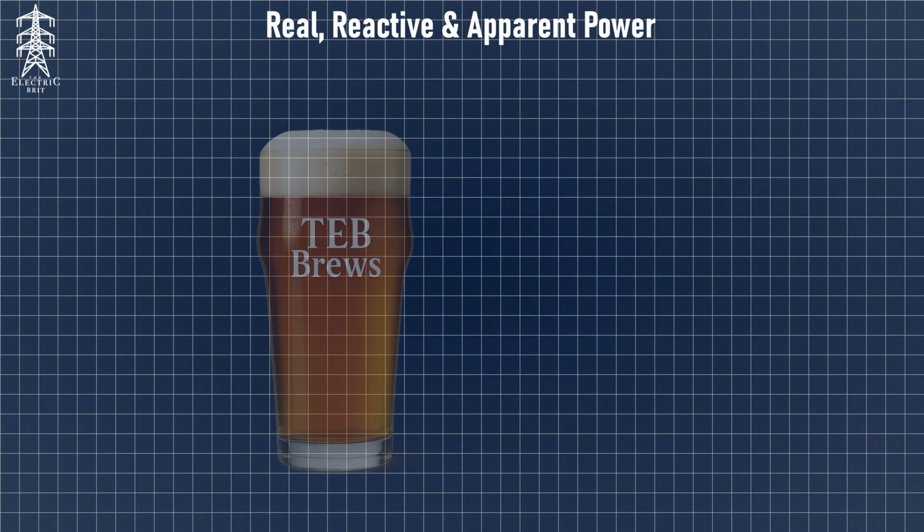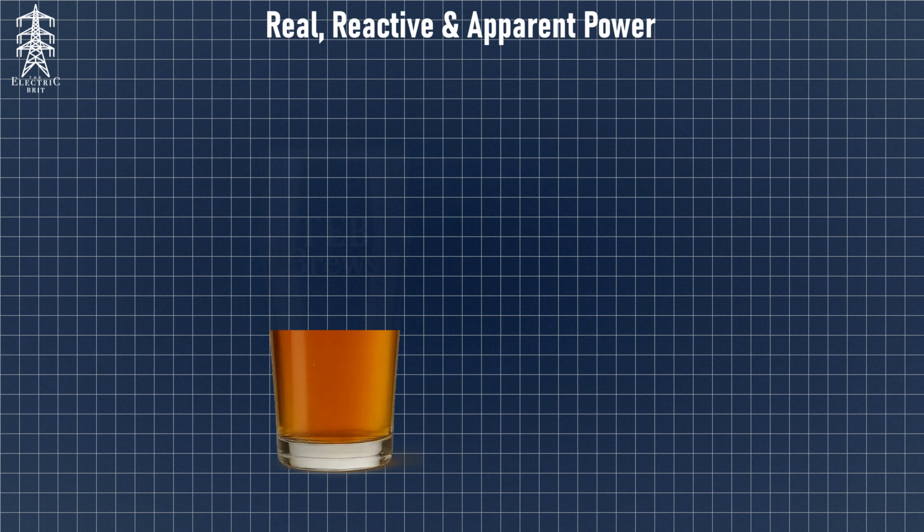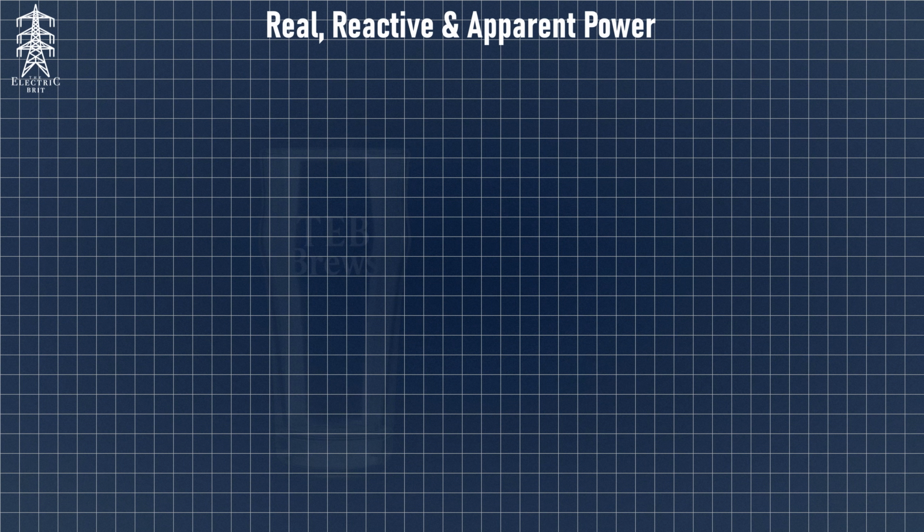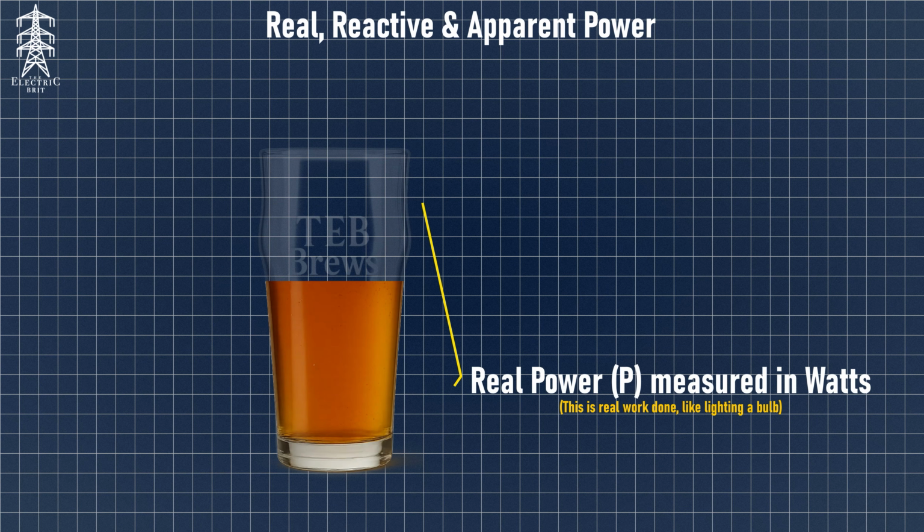Let's use the usual analogy of a pint of beer. Real power, P, is the power in watts that we're familiar with. This is what's useful and converted into actual work done, like lighting a bulb or turning a motor. This is the beer, or real ale if you prefer.